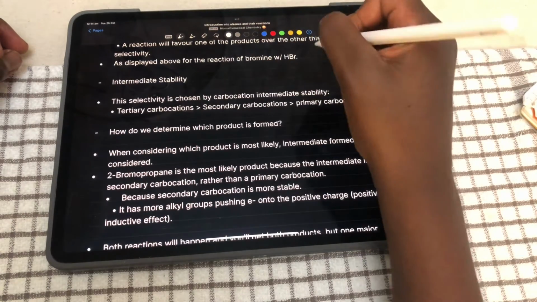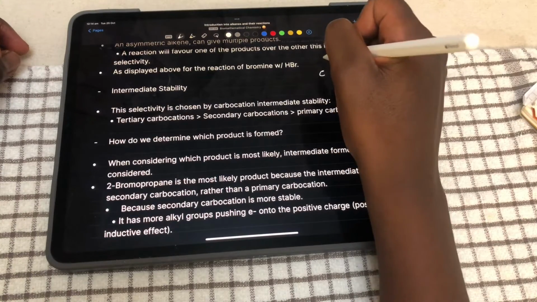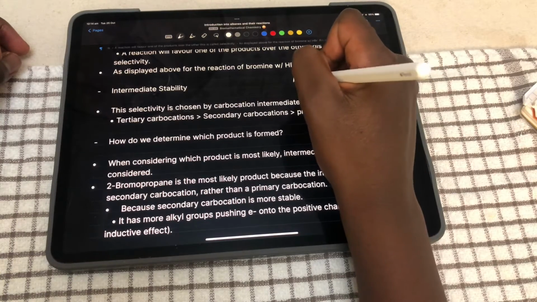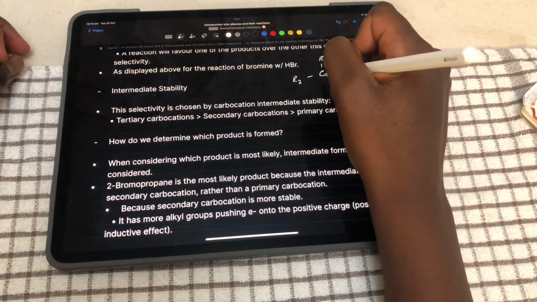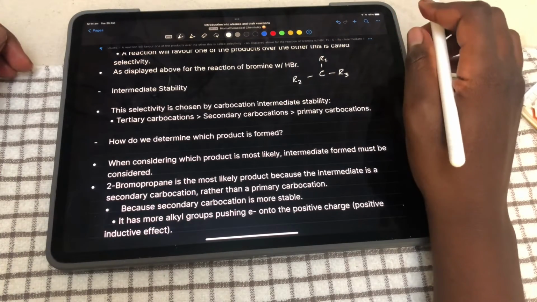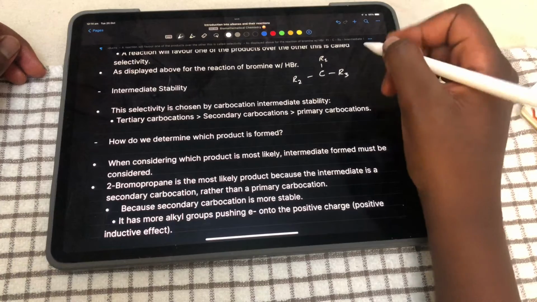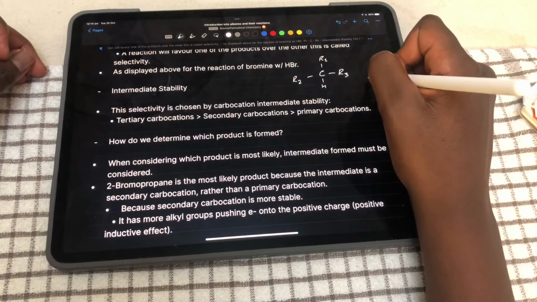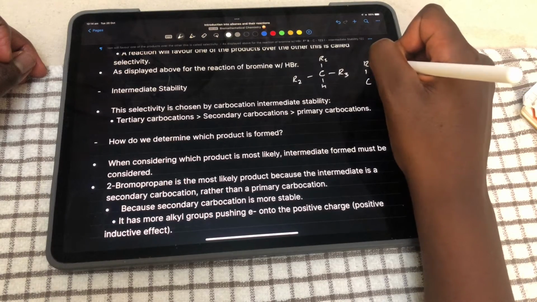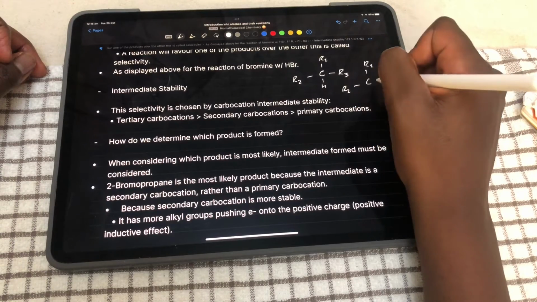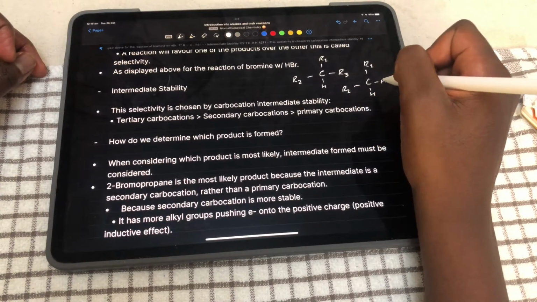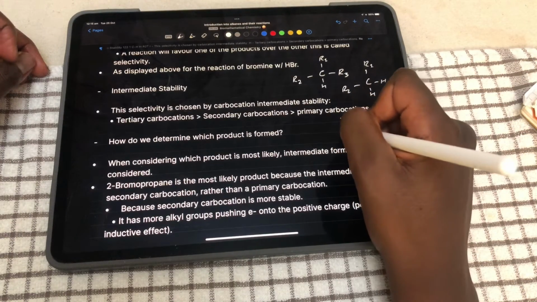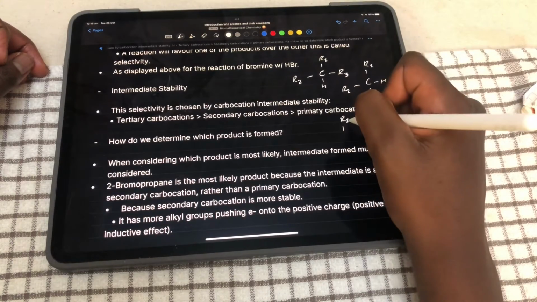A tertiary carbocation is, so you have your carbon here, one group here, R1, let's call it R2, R3. A quaternary would be that, but you wouldn't get a carbocation with a quaternary carbon. Secondary is H here, R1, R2, and then for a primary carbocation, it would just be one R group. You could just call it R to be fair.